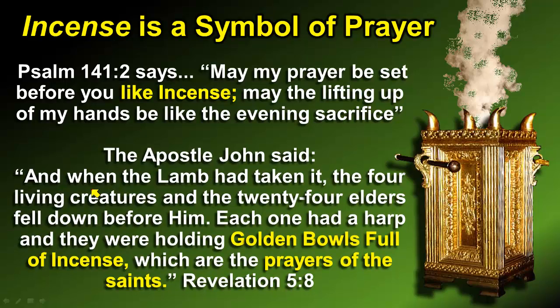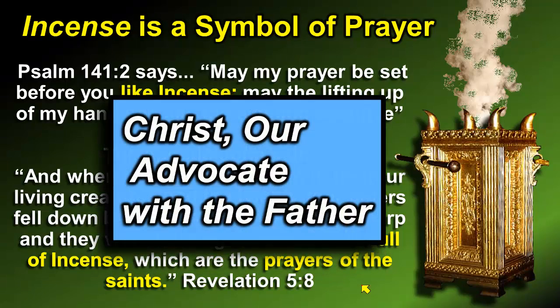And the Apostle John said, "And when the Lamb had taken it, the 4 living creatures and the 24 elders fell down before him." So when he took the book of life, they all fell down before him. "Then each one had a harp, and they were holding golden bowls full of incense, which are the prayers of the saints." So we read this in Revelation 5:8. So the incense is referring to the prayers of the saints, or our prayers. And of course, Christ is our advocate with our Father. He takes our prayers and he talks to his Father about our needs.